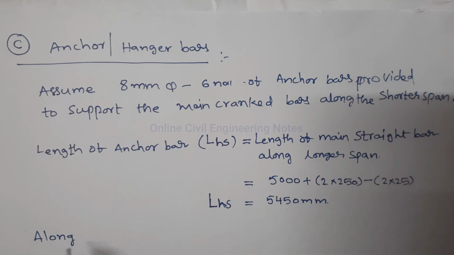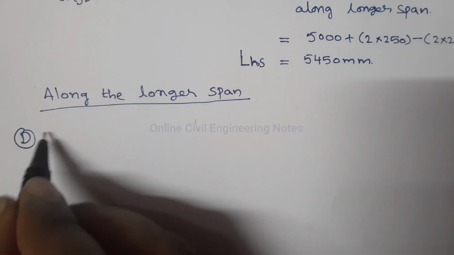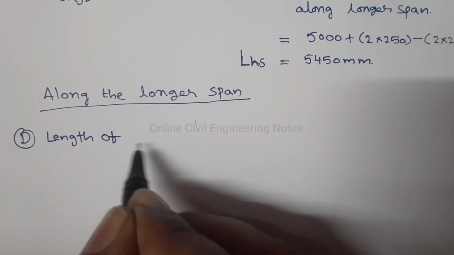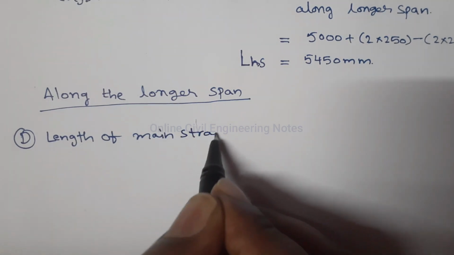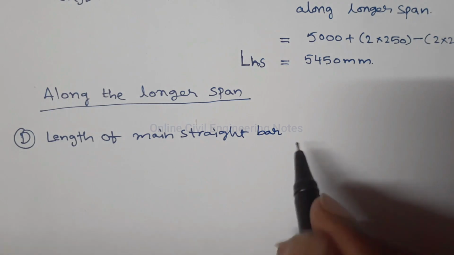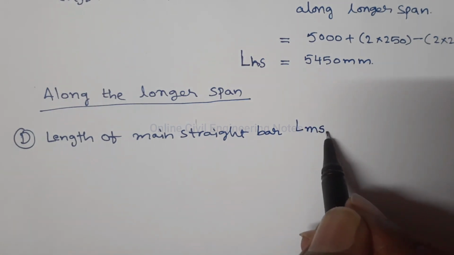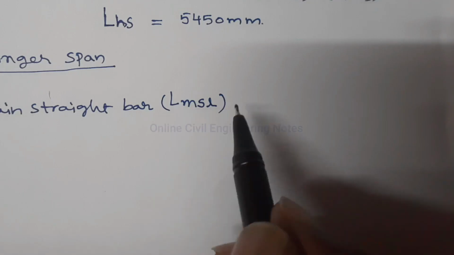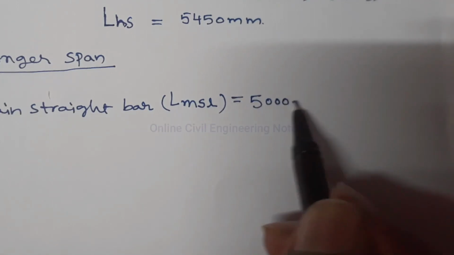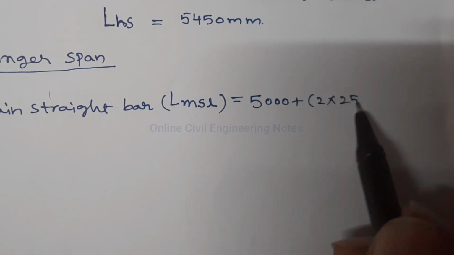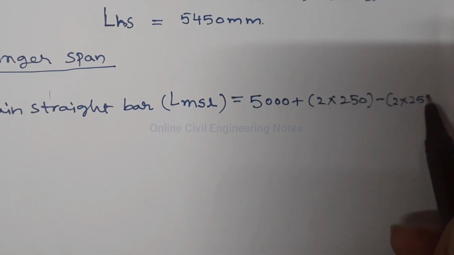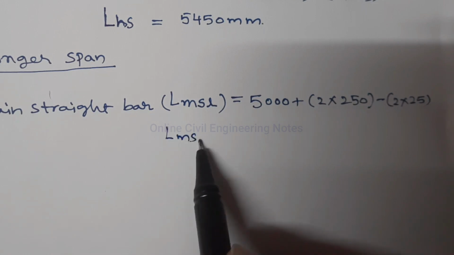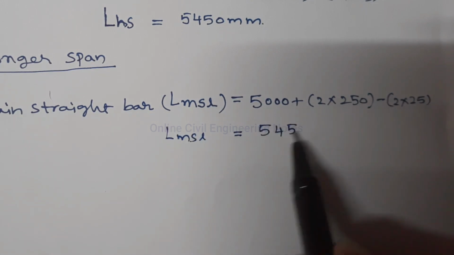Now calculate all the above lengths of bars along the longer span. Length of main straight bar along the longer span L is equal to clear span 5000 plus 2 into 250 minus 2 into 25, which is 5450 mm.